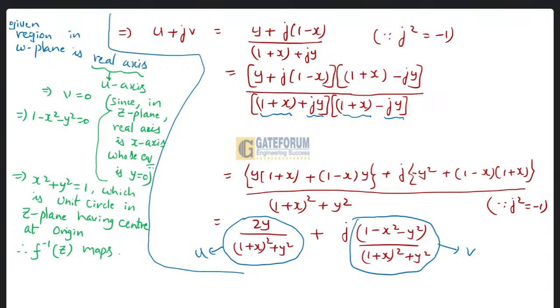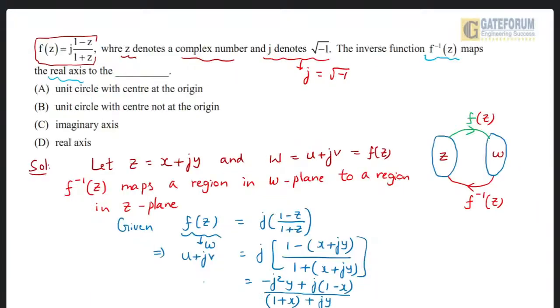Maps the real axis to the unit circle with center at the origin. This is the answer. So real axis in W plane, unit circle in Z plane. So unit circle with the center at the origin. So accordingly, the answer is option A. This is the end of the question.